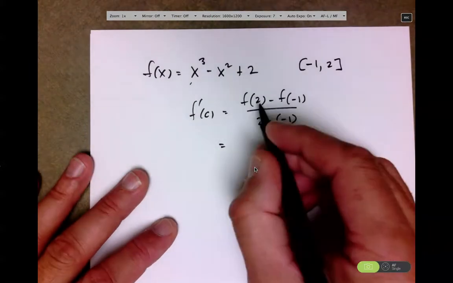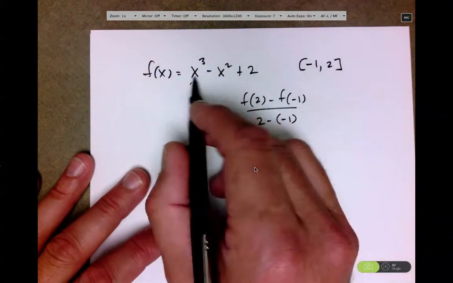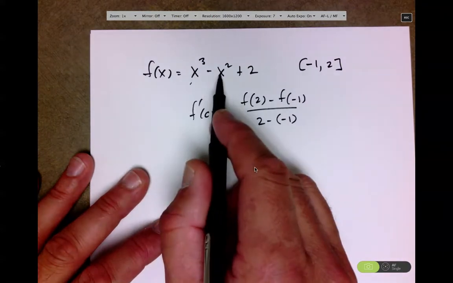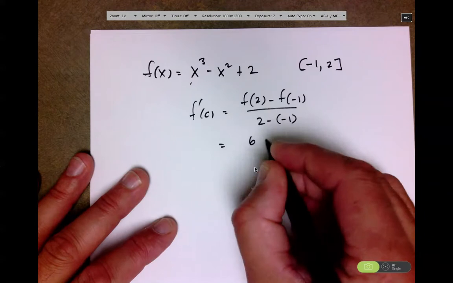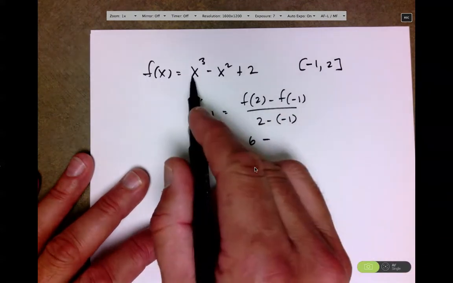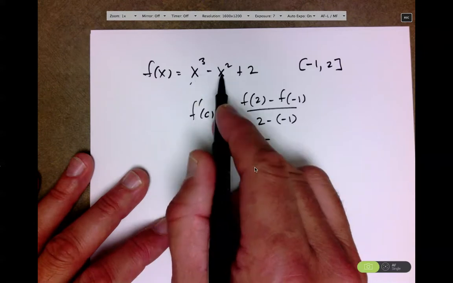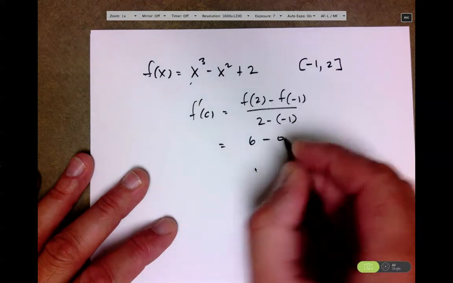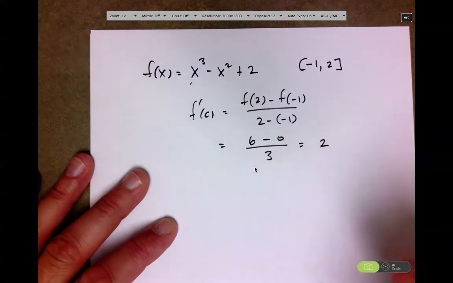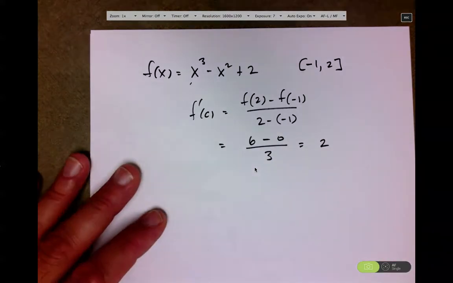So if I take 2 and plug it into this function, we're going to get 8 minus 4 is 4, plus 2 more is 6. f of -1 is going to give me -1 minus 1 plus 2, that's 0. And then we're going to divide that by 3. And so the slope of the line that goes through those 2 points is going to be equal to 2.